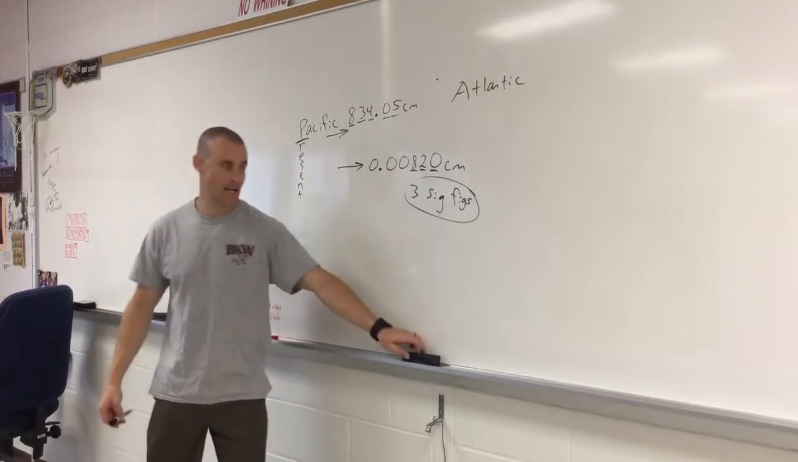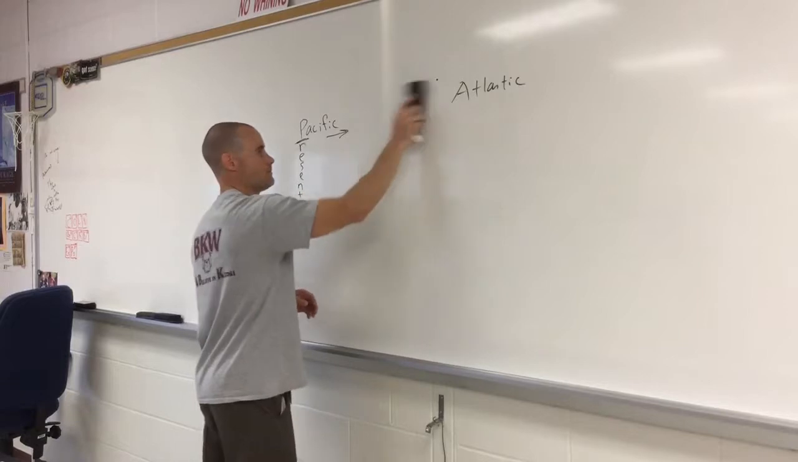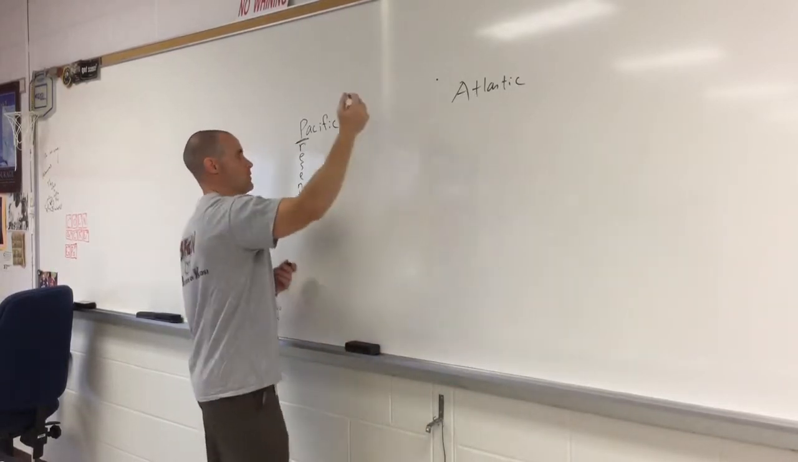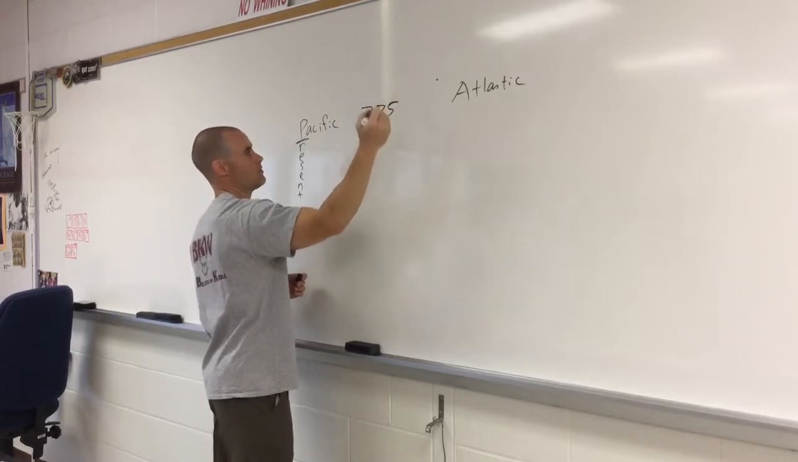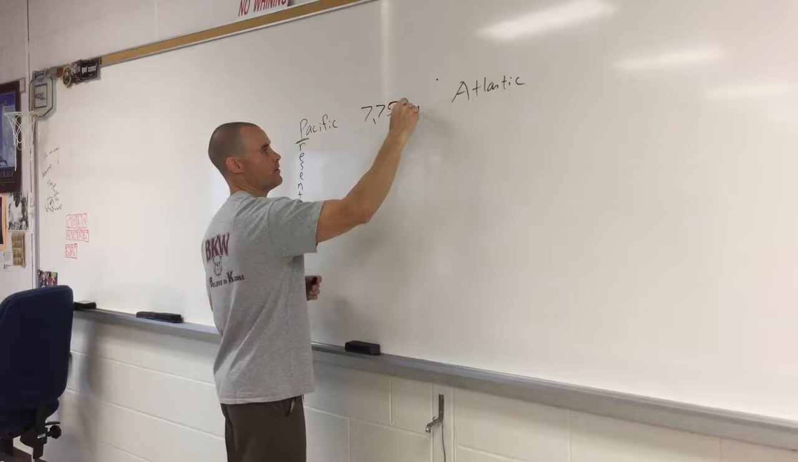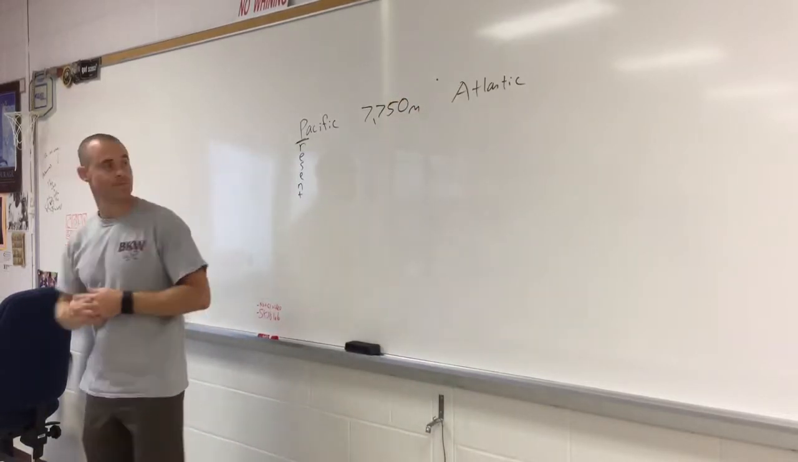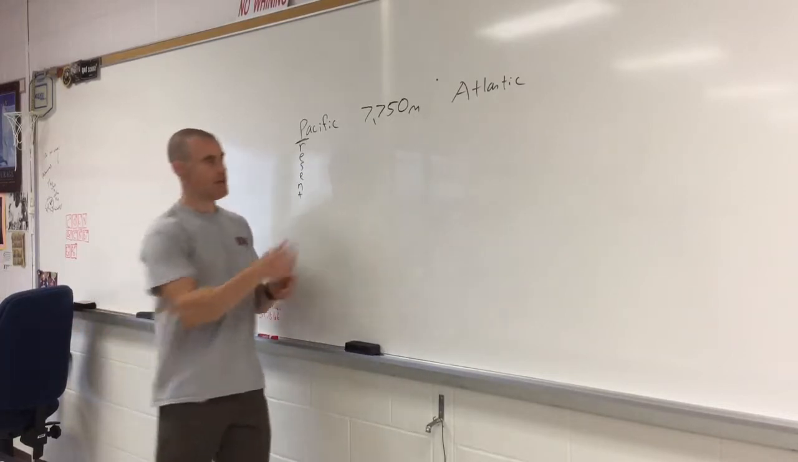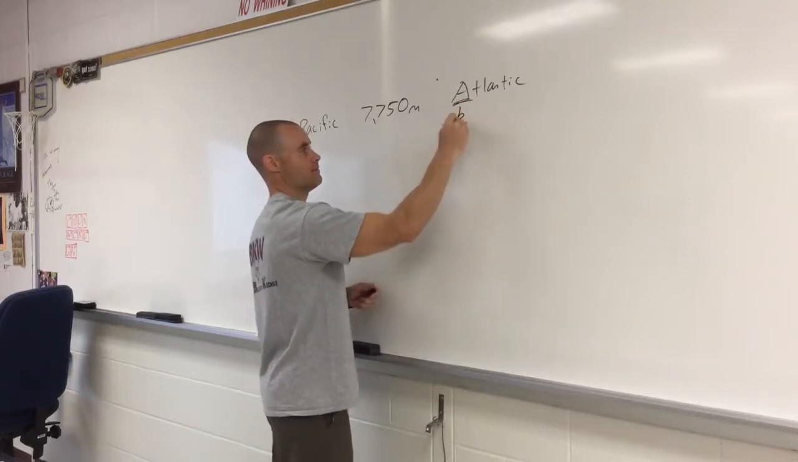Okay, that's with the decimal point present. Now, what if we have a number without the decimal? Let's go with 7,750 meters. So, decimal point is absent. That means you go to the Atlantic. The A is for absent.